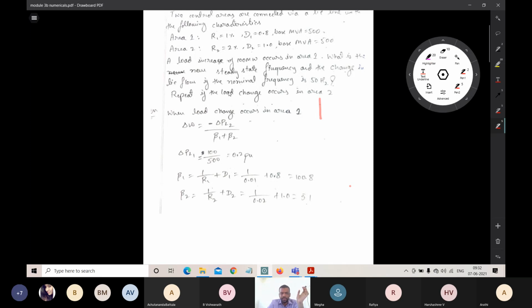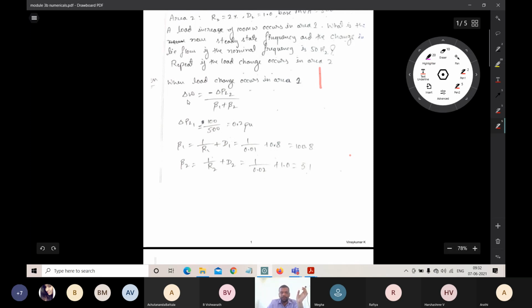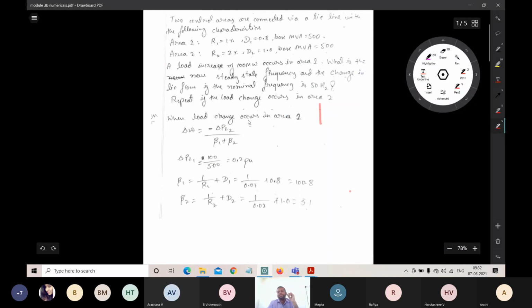So here we have delta omega. Delta omega is equal to minus delta PL1 divided by beta 1 plus beta 2. Beta 1 and beta 2 are the different bias characteristics. Delta PL1 will be given by the change in area 1 with respect to the given load. So 100 divided by 500.